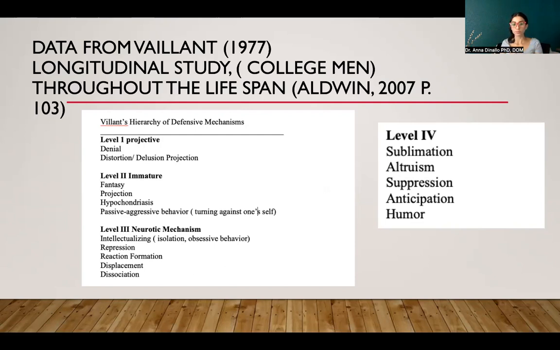So level 2. Level 3 are more neurotic mechanisms. And those are things like intellectualizing. And guess what, y'all, as students, you've got to watch out for that one. Don't intellectualize things. Also feel them with your heart. Repression, reaction formation, displacement, and dissociation. We're going to go into unpacking all of those as we go. But for level 3, you can see that they're a little bit more advanced than denial, right?